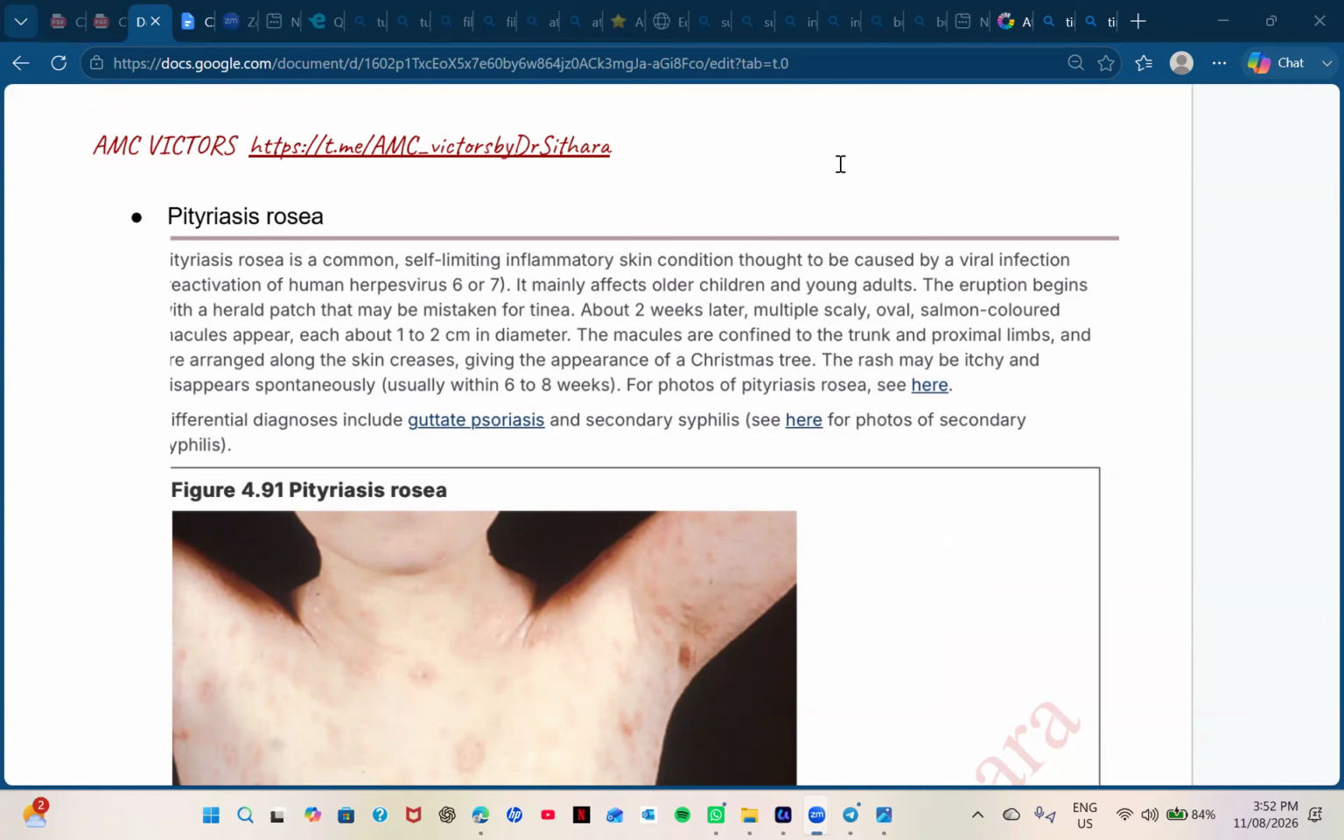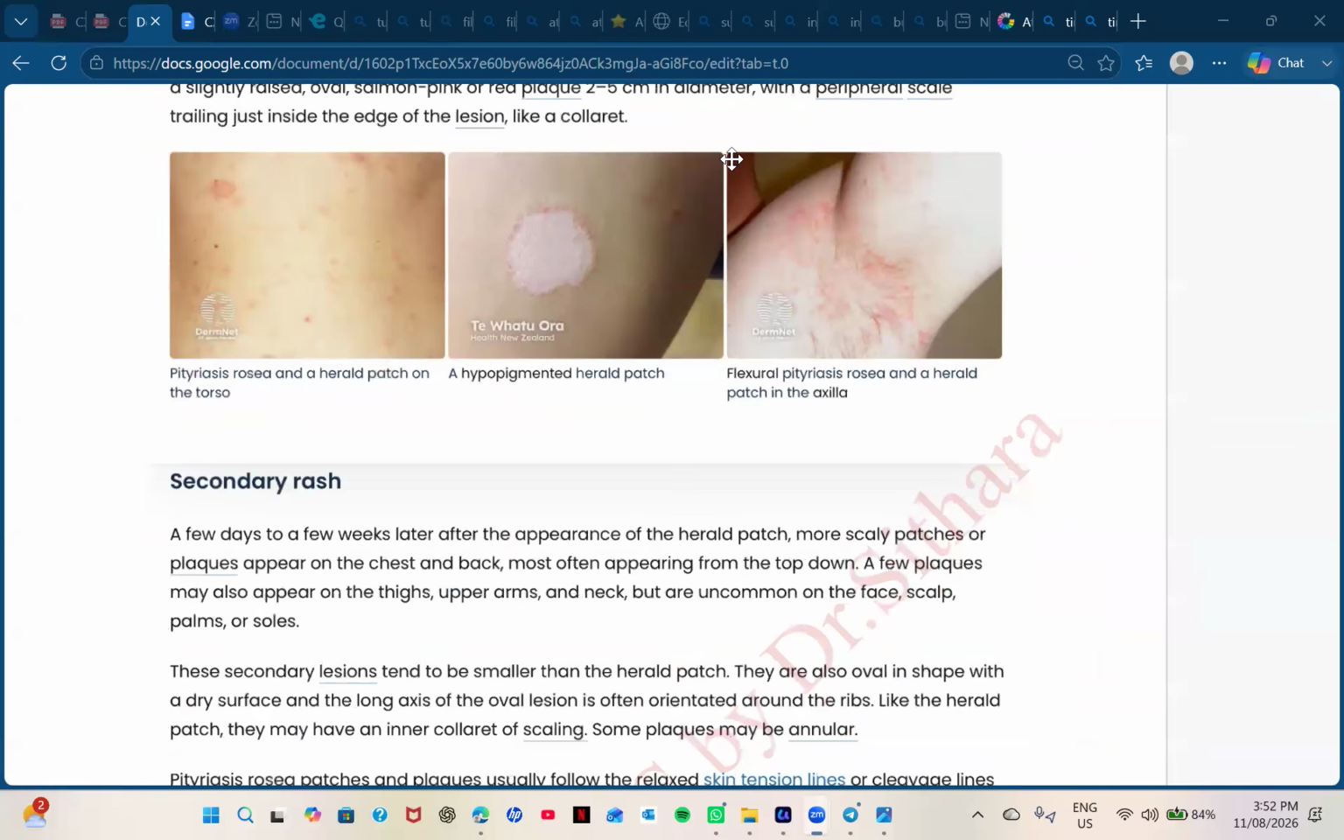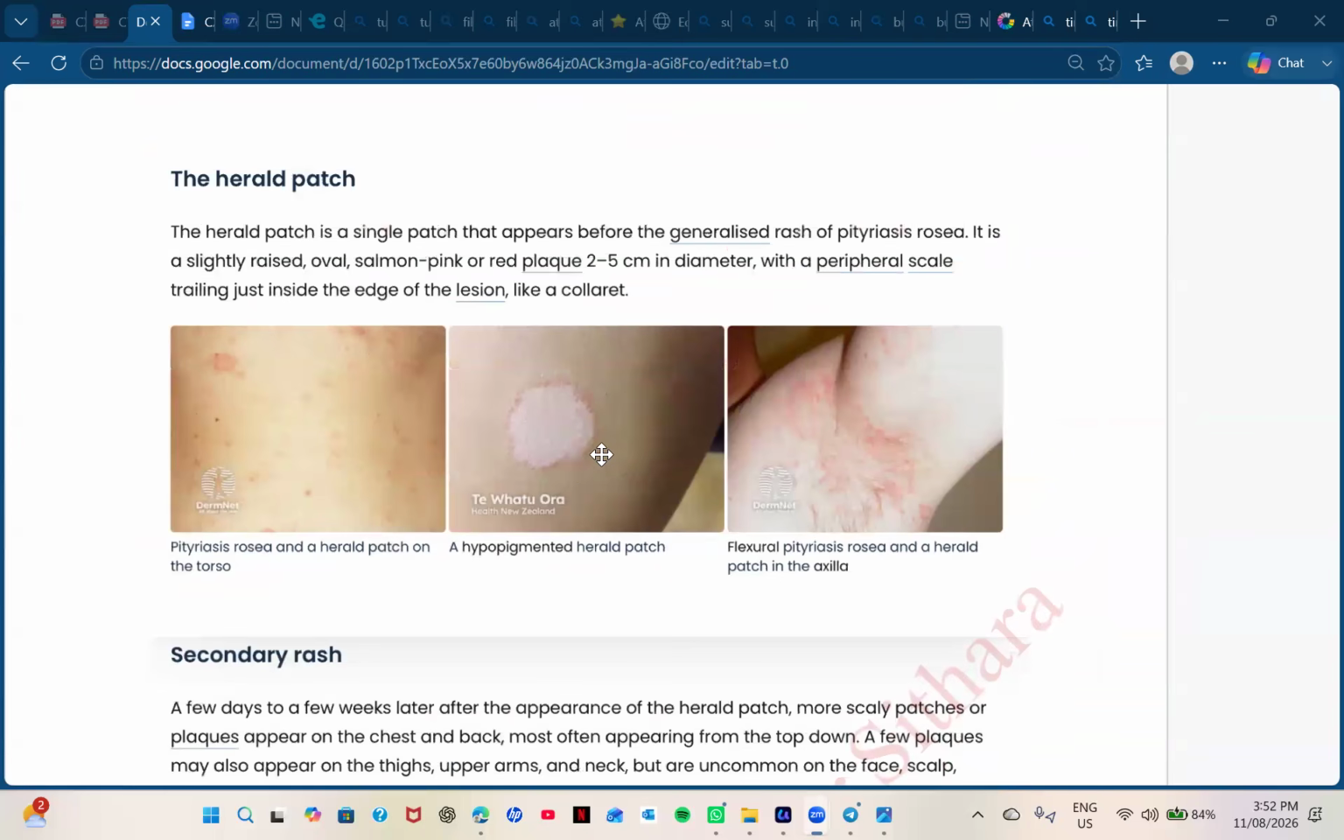One is, what is the one? The herald patch. So what is the herald patch? This is the herald patch. So what does this herald patch mean? Okay, so usually this disease starts with this herald patch, right?